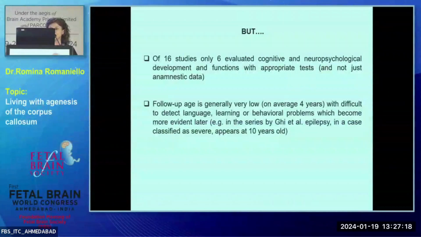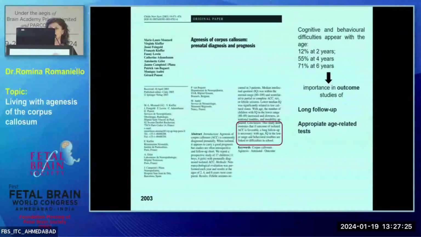For example, in the survey by Yi et al., epilepsy in a case classified as severe appears at 10 years old. So in this study of Moutard in 2003, the importance of long follow-up outcome studies with appropriate age-related cognitive tests is evident, because cognitive and behavioral difficulties appear with age: 12% at 2 years, 55% at 4 years, 71% at 6 years.